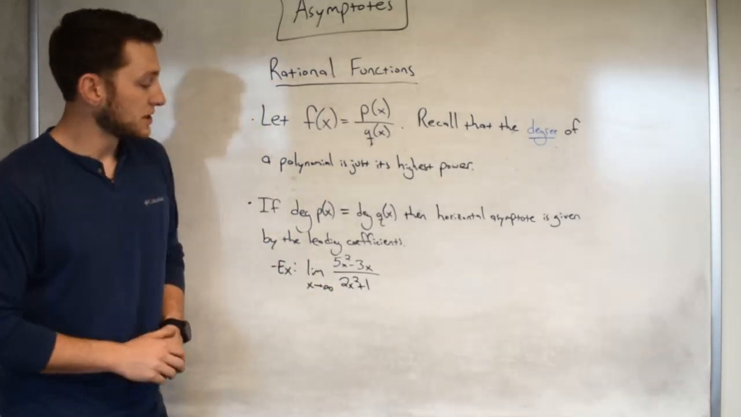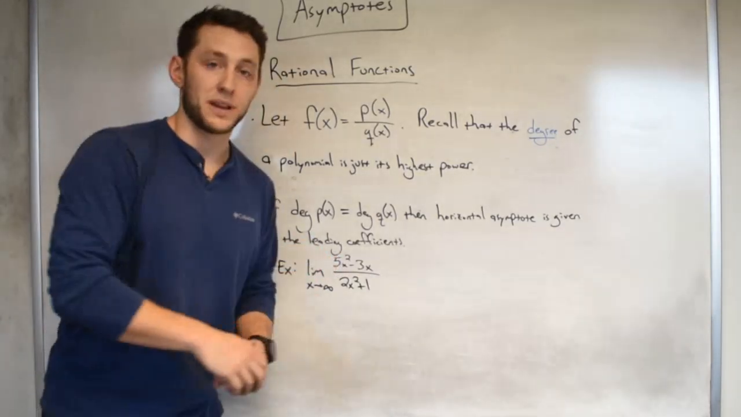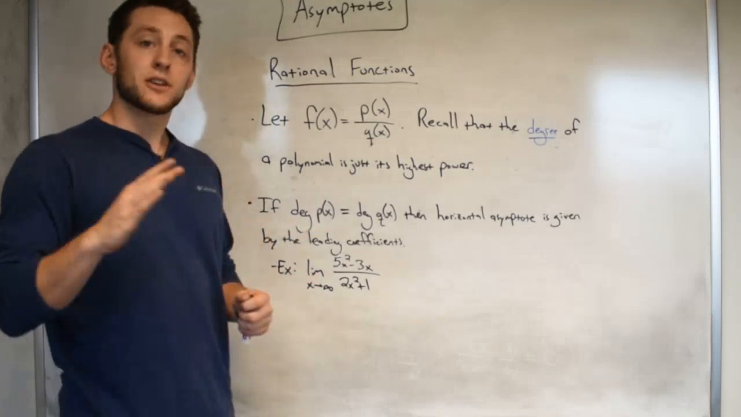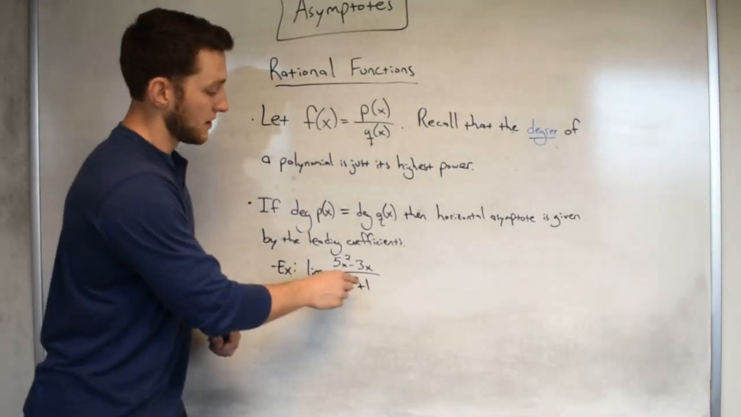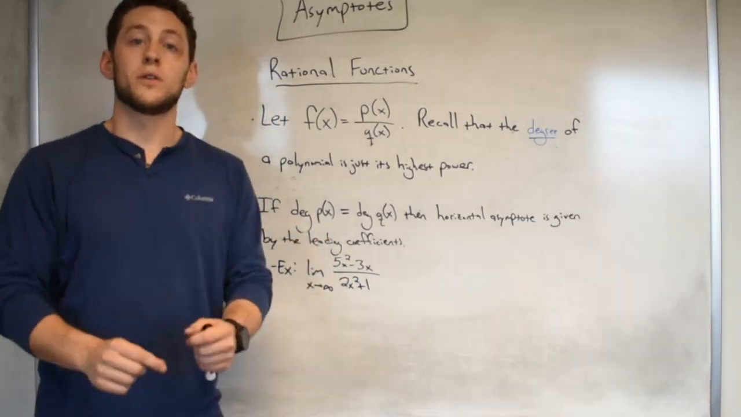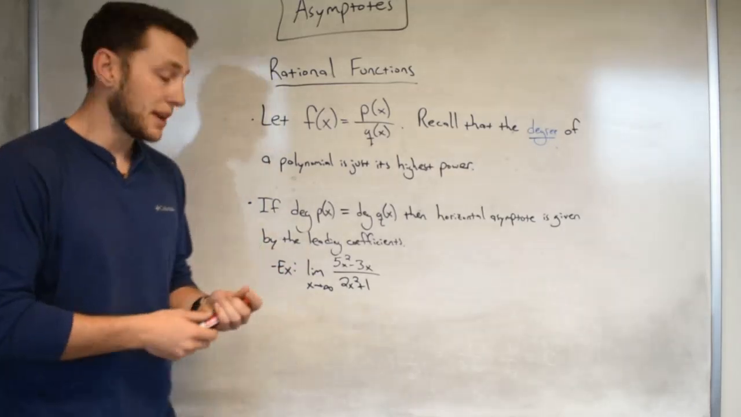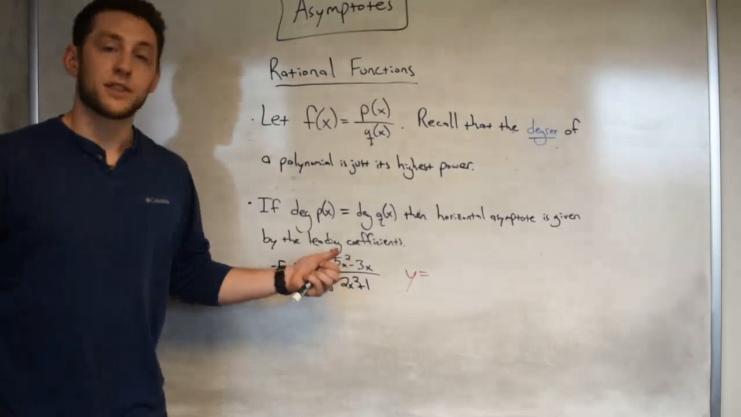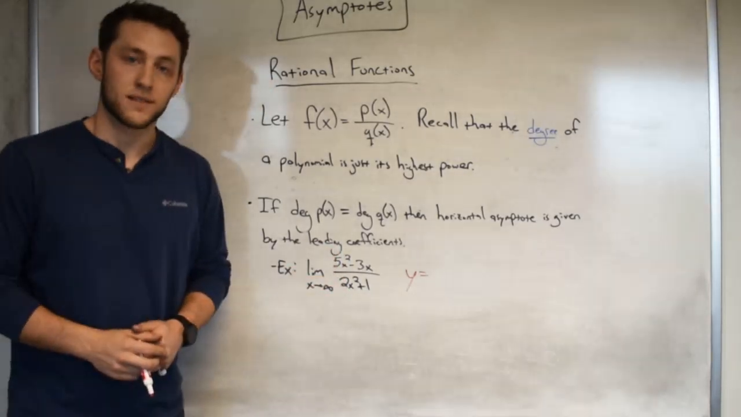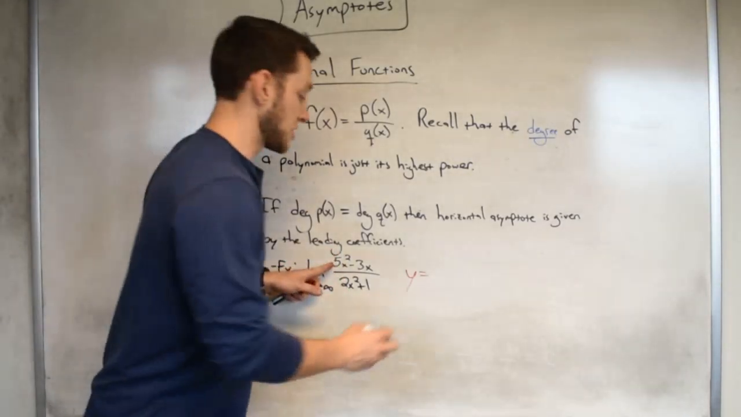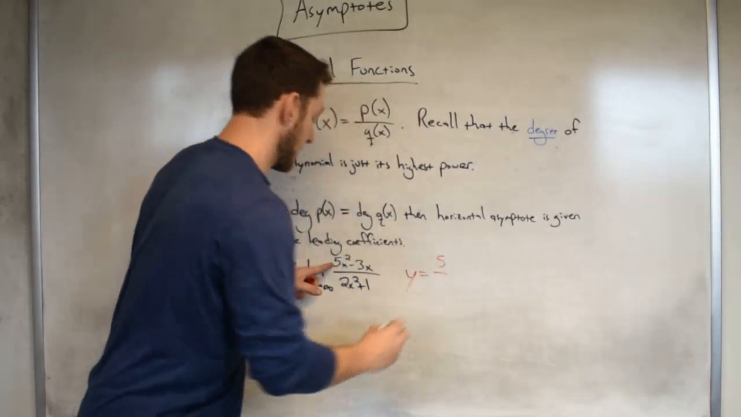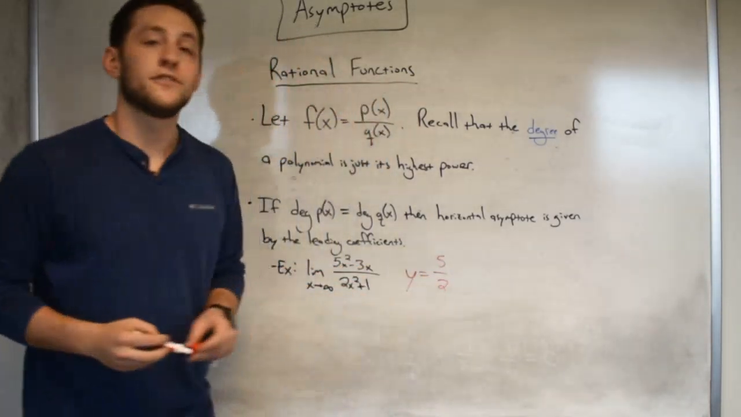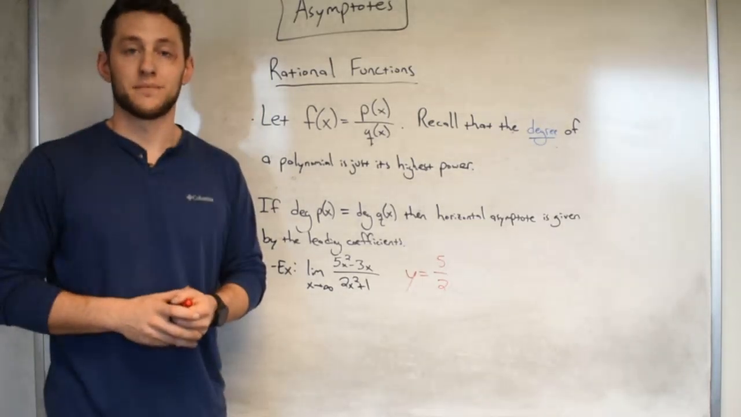So given this function down here, 5x squared minus 3x divided by 2x squared plus 1, just by using our shortcut, looking at the degrees, 2 and 2, we notice that they're equal, and we could actually jump forward and say that our horizontal asymptote is the ratio of the leading coefficients. Our leading coefficient on top is 5. Our leading coefficient on bottom is 2. And in fact, that will be our horizontal asymptote.